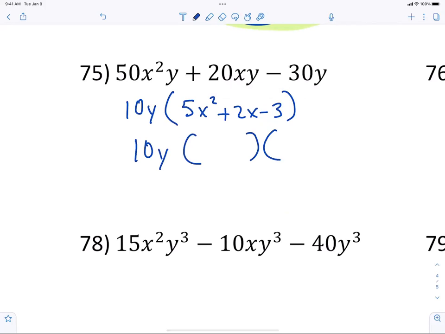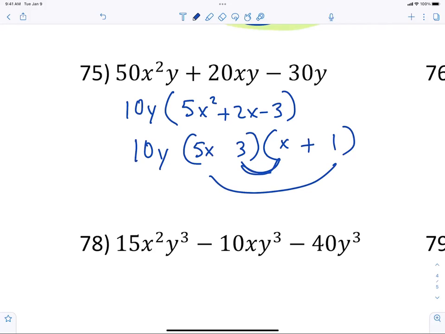Two sets of parentheses. 5x and x. Where does the 3 go? On the left. 1 goes on the right. 3 and 5 make 2 if the 5 is positive and the 3 is negative. Nothing to it.